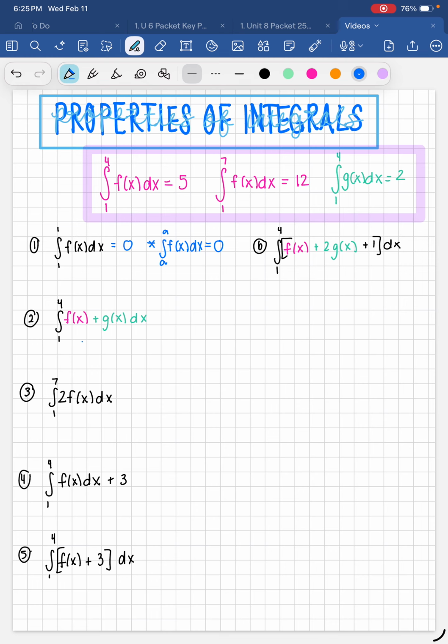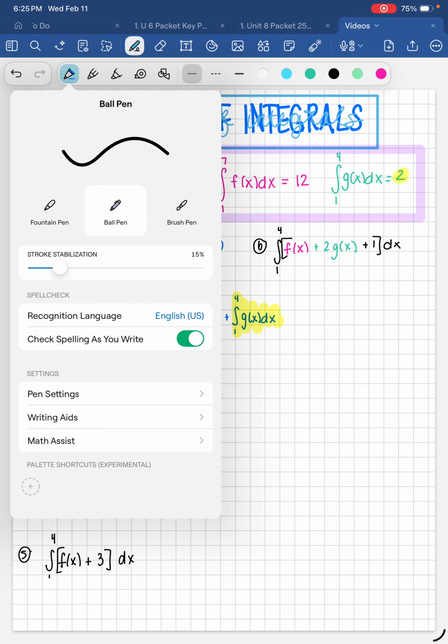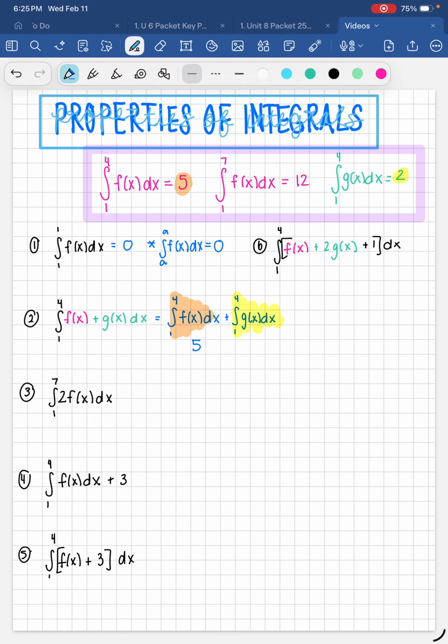Well, split up the integral. Anytime somebody is asking you to add two integrals together, I would start by giving the integrand and the dx to both of them, like this. And now you're going to say, okay, well, the area from 1 to 4 of f is 5. The area from 1 to 4 of g is 2. So you're going to replace them. We're going to have 5 plus 2. So we're going to get 7.